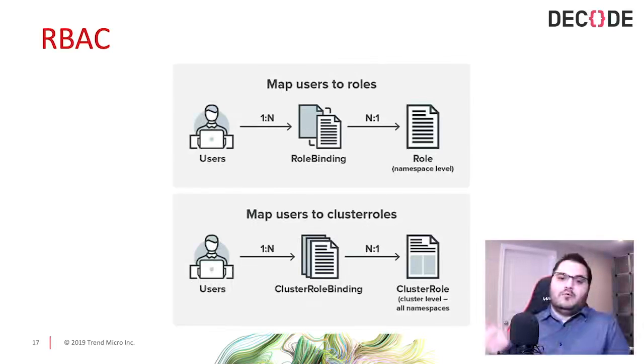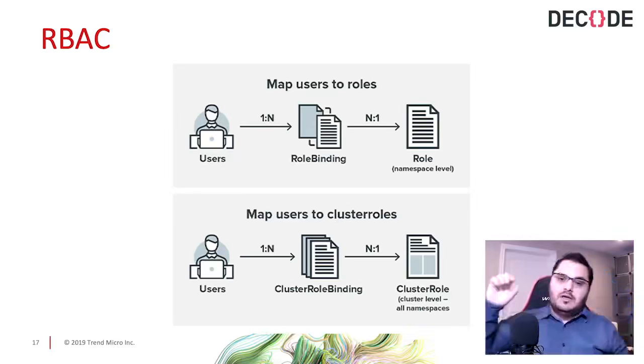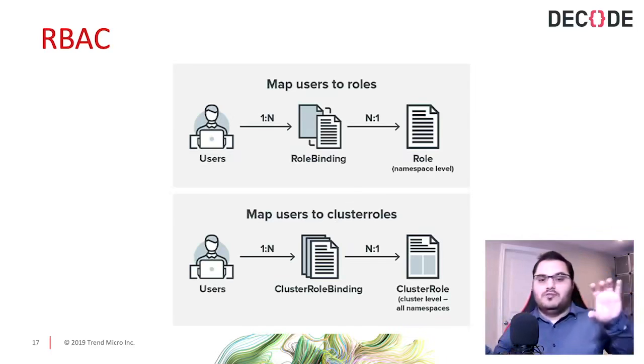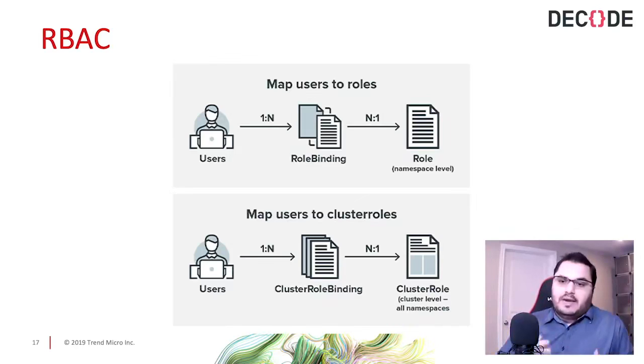In RBAC, we have at least 4 different objects that can be created. The first object is the role, which contains the rules that represent a set of permissions within a namespace, right? Then we have the role binding, which is the object that simply grants the permissions of a role to one or more users, right? On the top image, you have the role at a namespace level, a role binding, and a group of users. So it's basically a set of permissions in a role, and the role binding connects the users and the role together, binding them together.